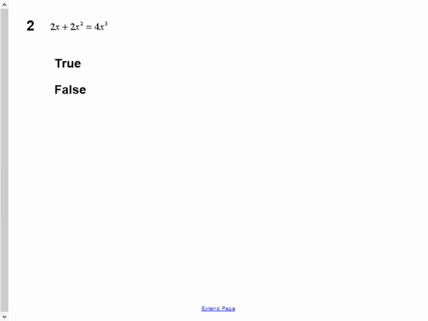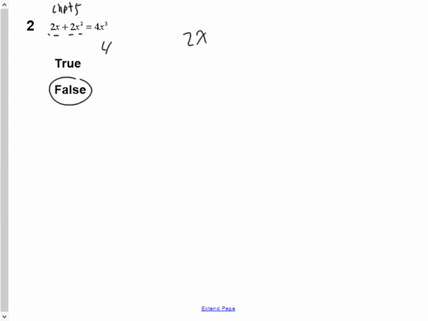Question 2 says 2x plus 2x squared is equal to 4x cubed. And the answer is false. And again, this is actually a chapter 5 question. Because when you are adding two monomials together, in order to add them together, they need to be like terms. And since an x and an x squared are not like terms, you can't gather them beyond that. Some people think you add 2 plus 2, or 2 times 2 is 4, and x times x squared is x cubed.